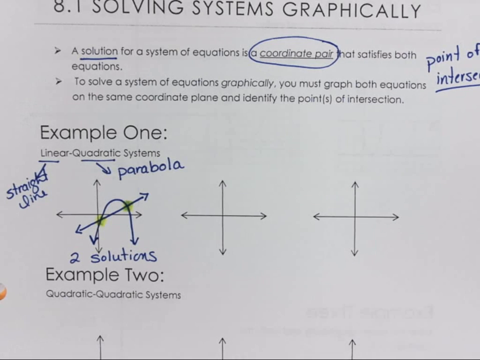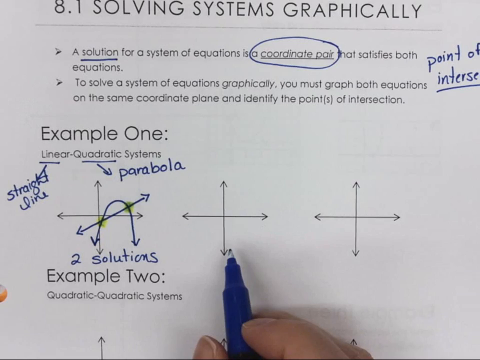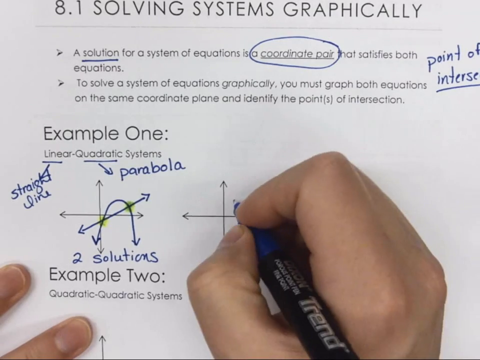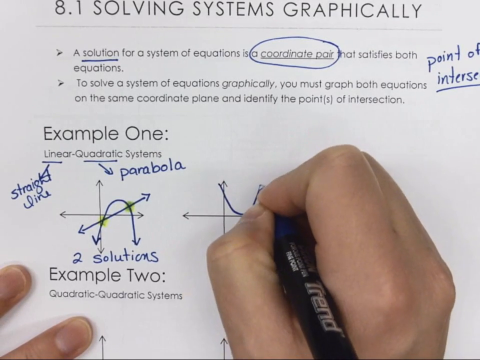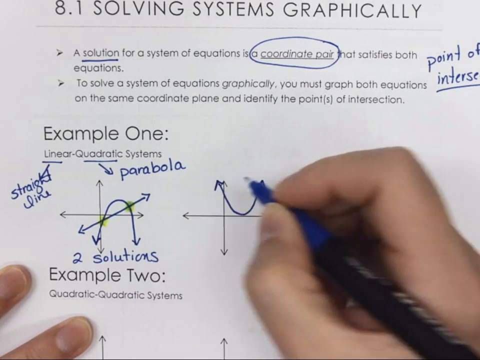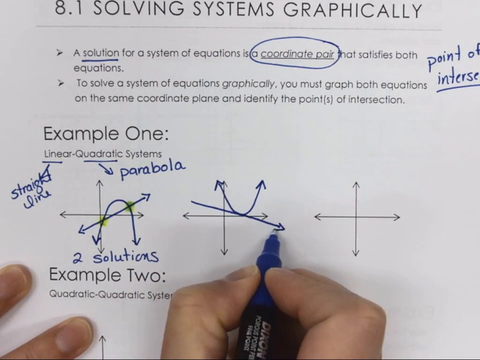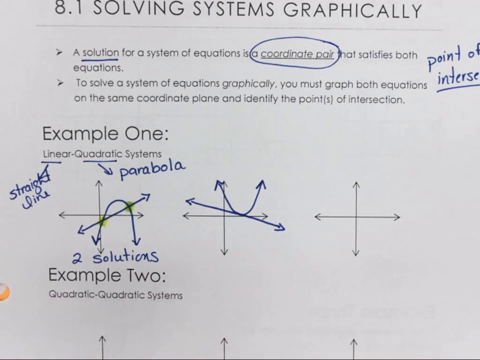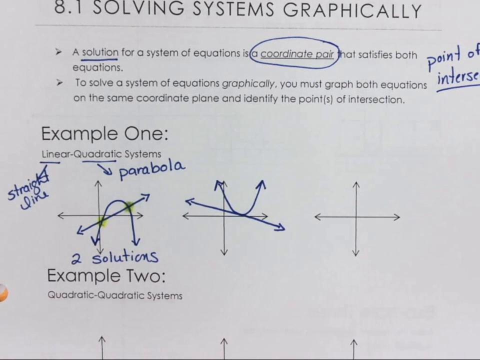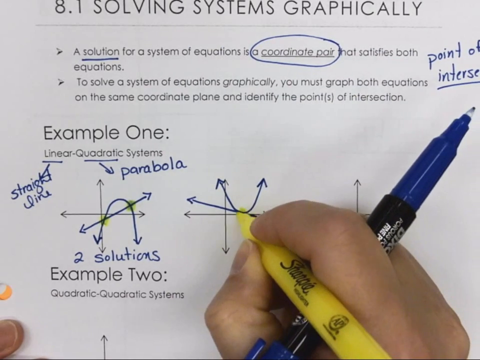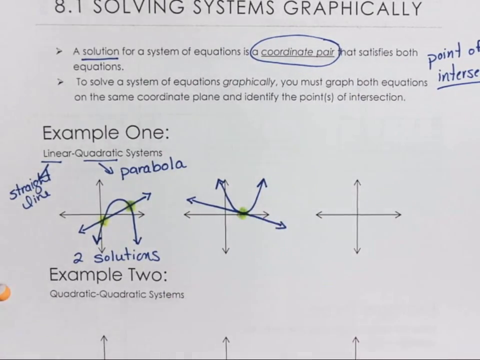Anybody want to guess how many solutions we can have in this one? If I have a parabola and I have a linear, how many solutions can I have? One. It's going to cross in one spot. And if you're coming into calculus, we'll talk about points of tangency.